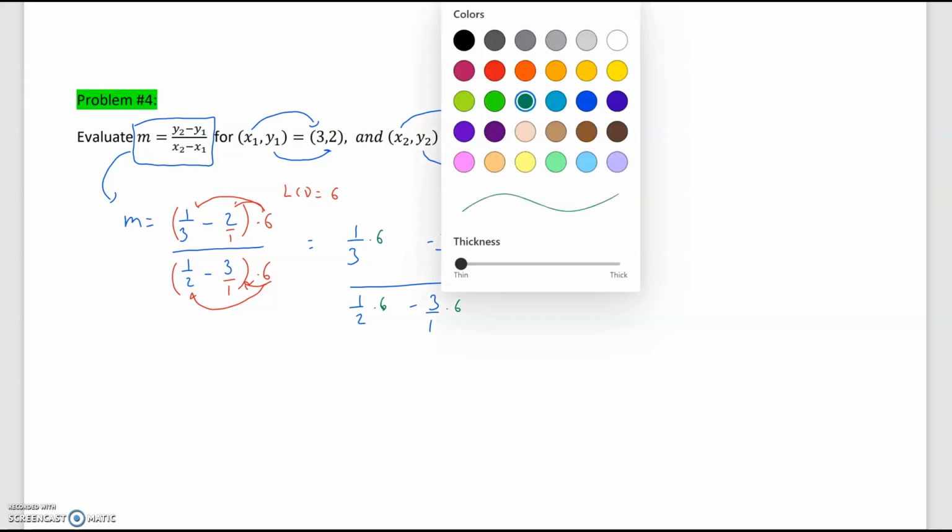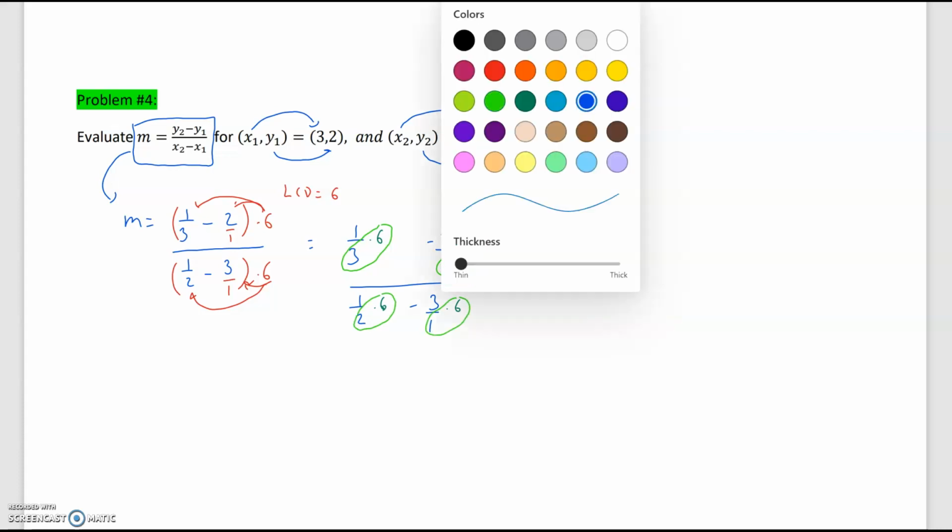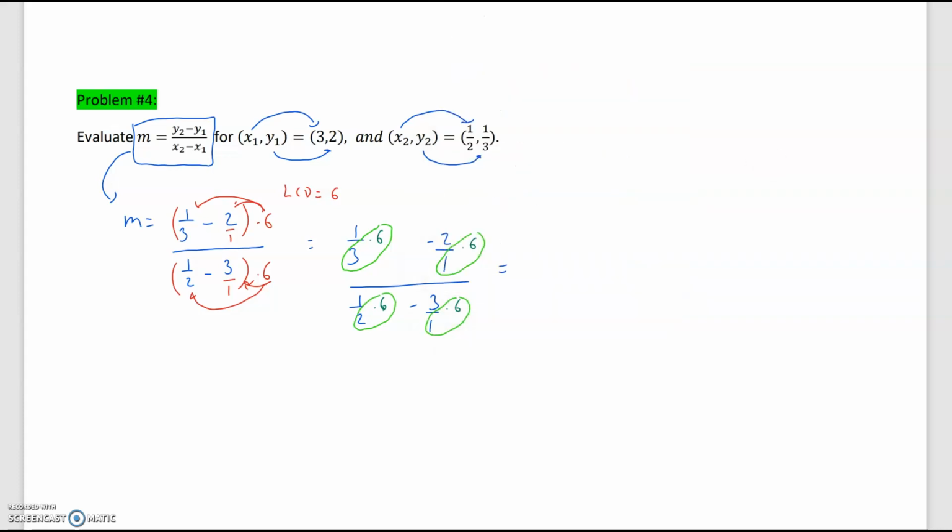Now, here's the advantage of multiplying by 6. All of your fractions are going to reduce because the LCD is a common divisor. So let me first rewrite what doesn't actually get canceled, which is going to be the numerators. And I'm talking about the 1, the negative 2, the 1, and the negative 3. So this will be 1 minus 2 over 1 minus 3. And then let me write in green the divisions.